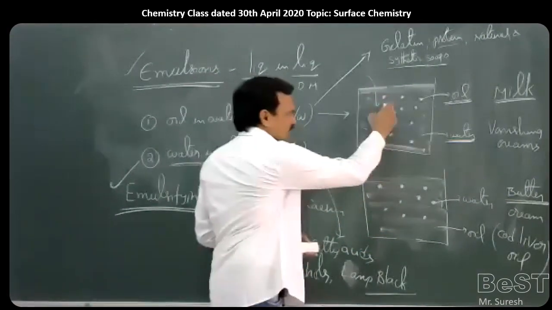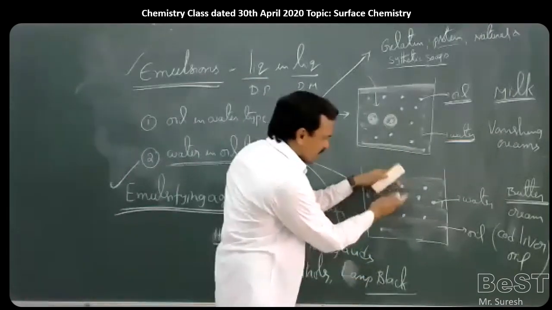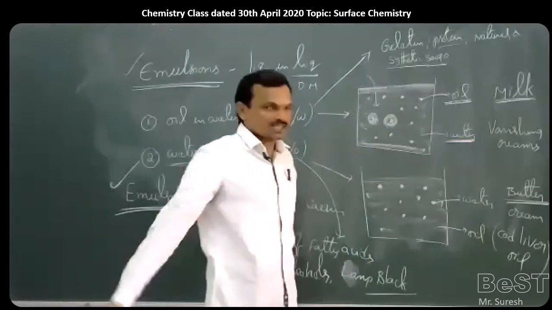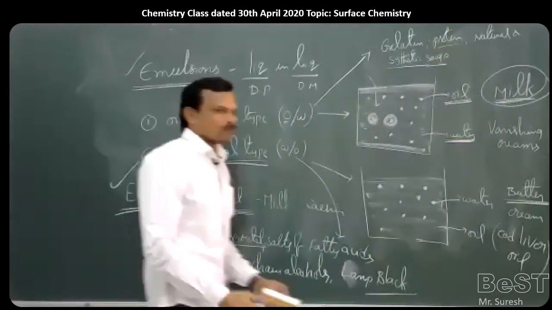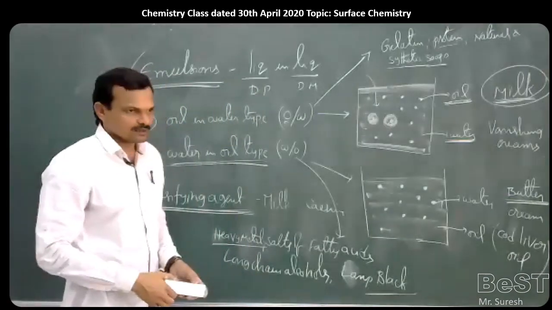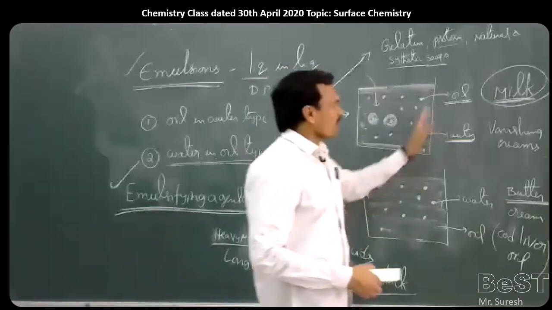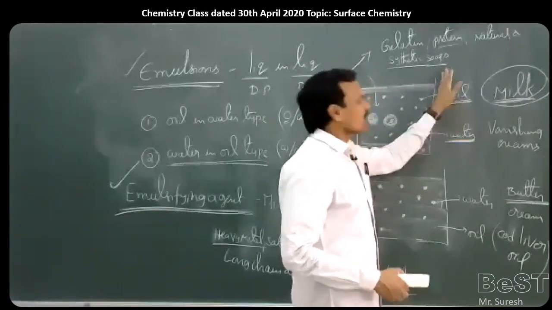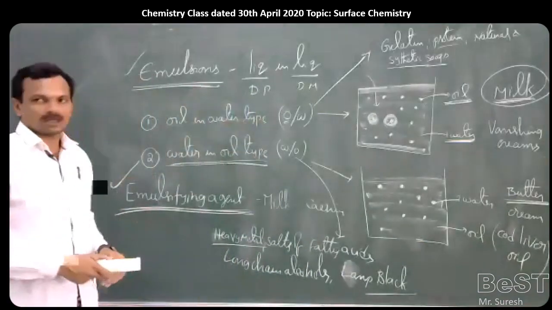Suppose this solution is subjected to centrifugation, then the water layer and oil layer get separated. That is the process used for extraction of butter from milk without boiling in milk dairies. Milk is subjected to centrifugation. On centrifugation, the oil layer gets separated, and then the remaining milk is packed. So this is regarding emulsions.